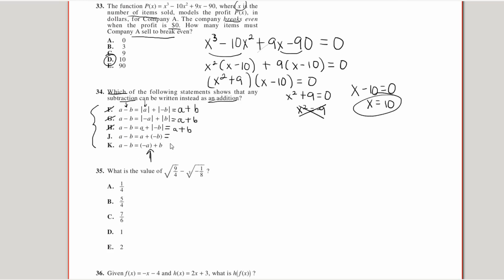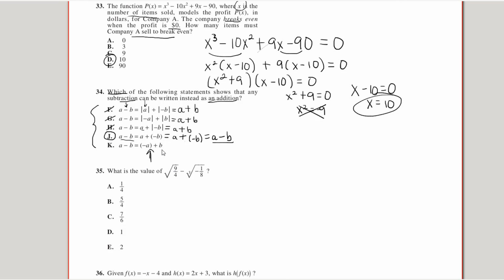Now let's look at the J option. We have A plus a negative B, which we can just rewrite as A minus B. A plus a negative gives us a minus. And so that tells us that A minus B equals A minus B. So that is the one we're looking for. Option J is going to be our answer.